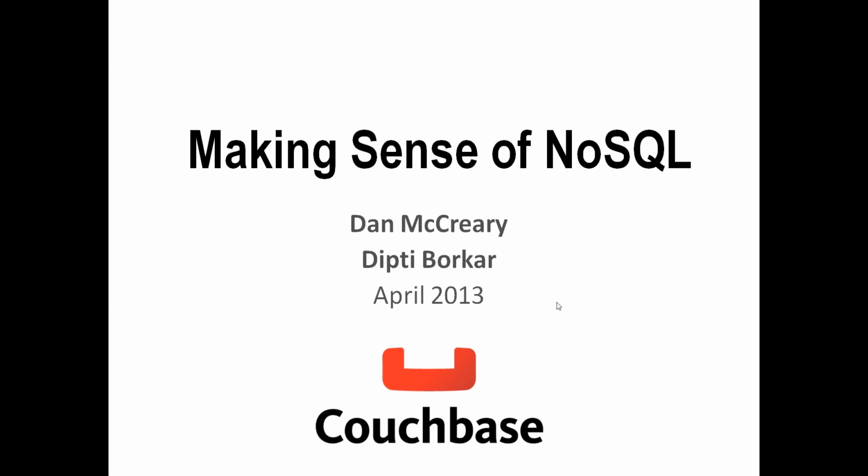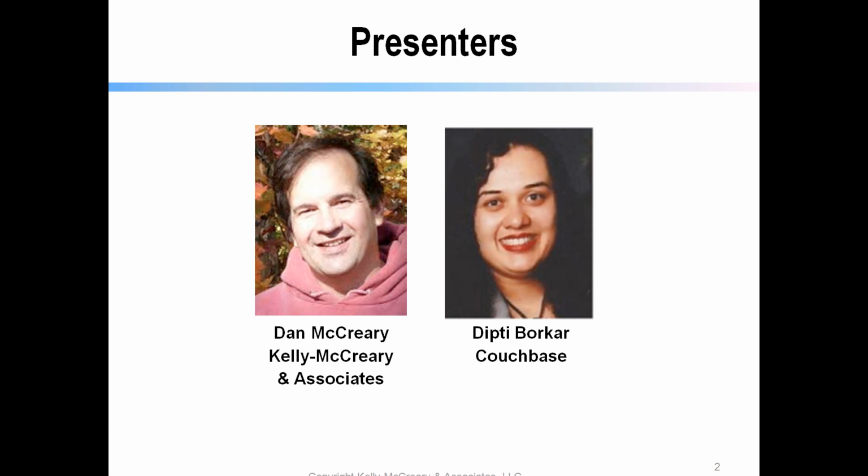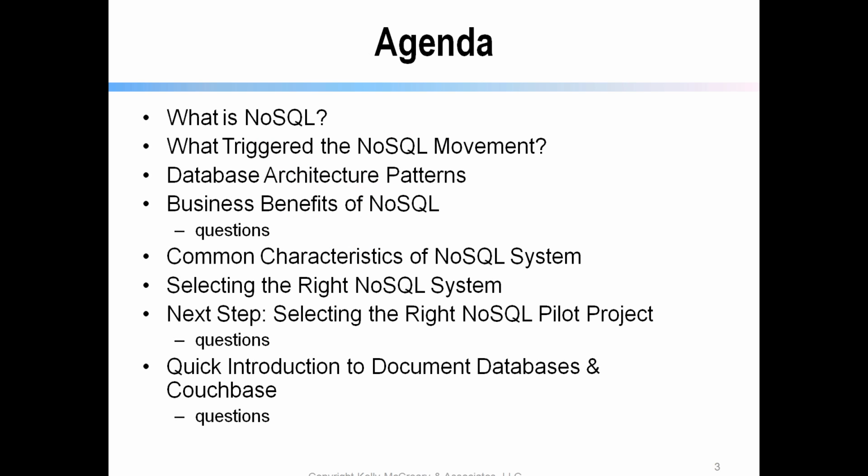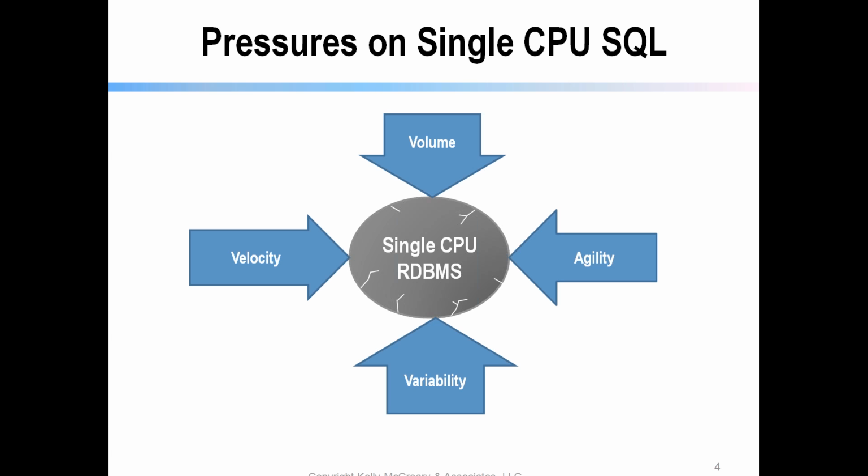What we're going to be doing today is going through a high-level overview of some of the patterns in NoSQL, and then we're going to talk about how those patterns are used to solve various NoSQL problems. We'll then go into some of the common characteristics and some of the things that really make NoSQL systems distinct from relational databases, and then a short discussion on selecting NoSQL systems and getting pilot projects. And then I'm going to turn it over to Dipti, and she's going to go into some of the things that are very specific to the Couchbase technical architecture.